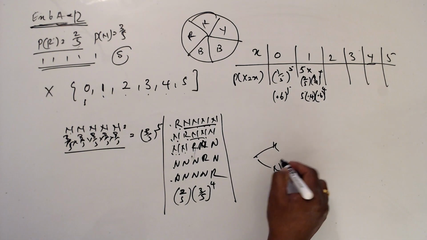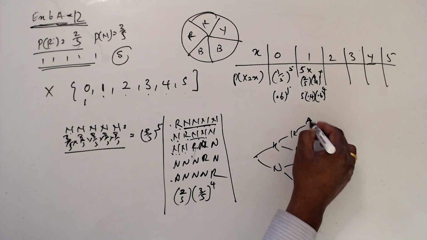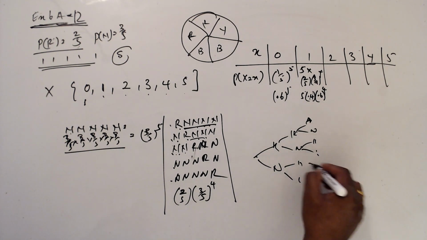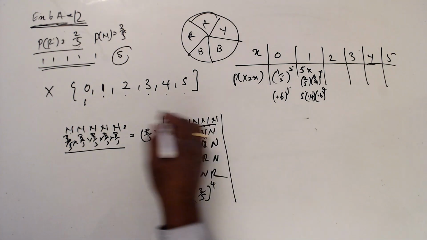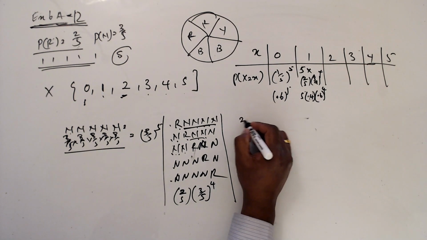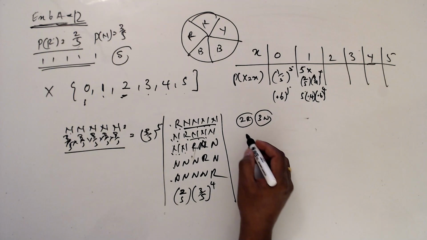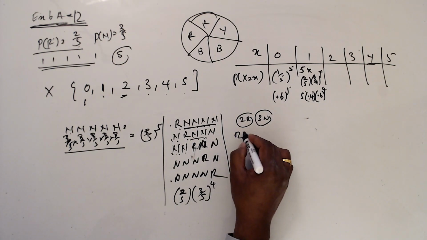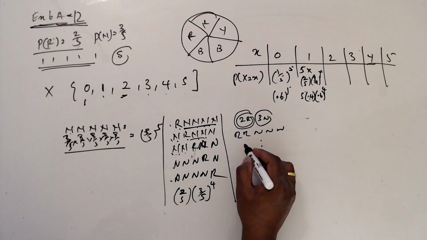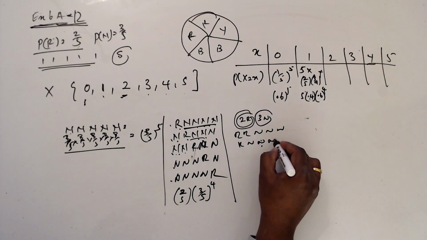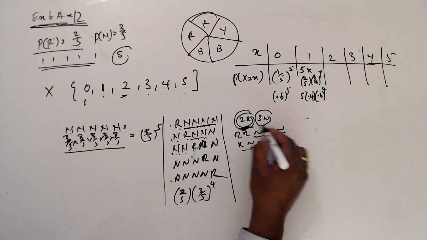This is a complex version of that tree diagram. Red, no. Red, no. Red, no. So next one is 2. 2 reds you will get, and 3 no's. So likewise, R, no, no, no. Likewise you will get 2 reds, and others no. So 2 R, 3 no's.